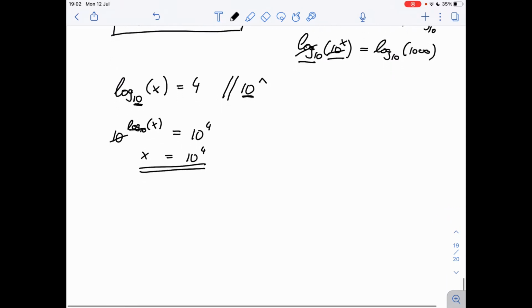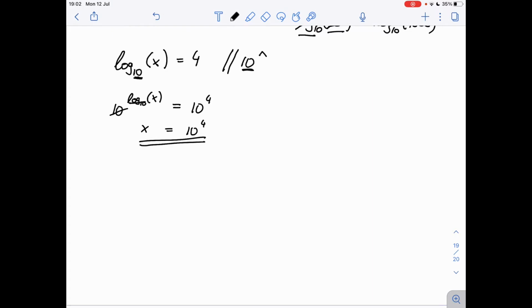So we can also go for, let's say, log 10 of x equals 1.5. Let's do it like that. So what is x? Again, this time the value is not a whole number, so it might be slightly different, but the principle is exactly the same.